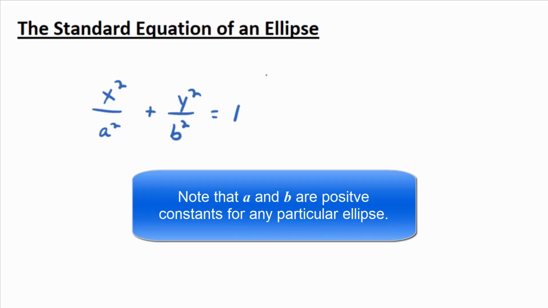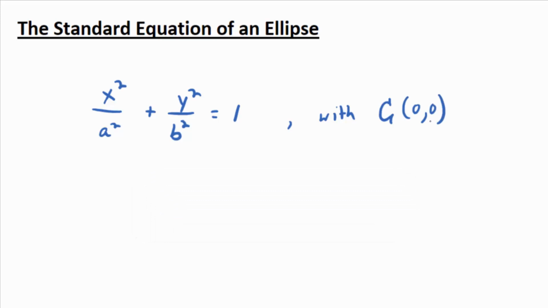Now this is with center h, k. C for center. Not h, k, sorry, 0, 0. You'll talk about center h, k in your next class if you take college algebra. Now, there's actually two standard forms because we usually insist that a is the bigger number.